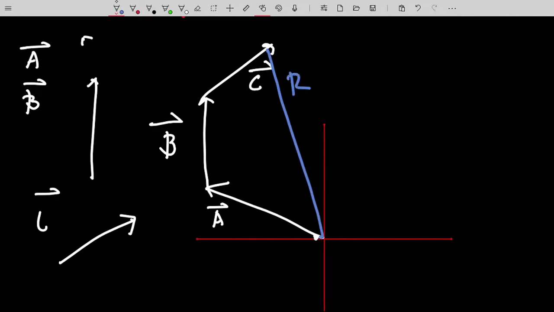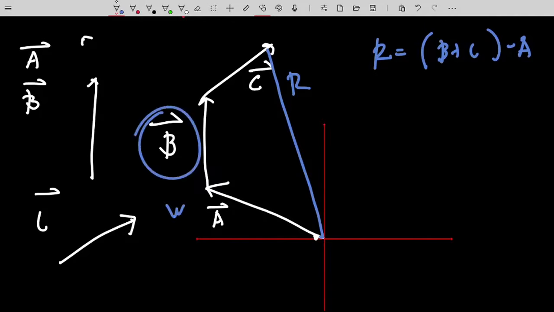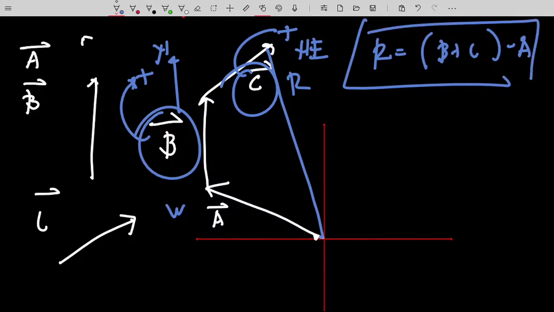Now we should know that the resultant vector is actually equal to B plus C minus A. Why? Because our first vector, A, is directed to the negative direction, which is northwest, or from the west alone. Your second vector is directed to the positive direction, which is north. Our third vector is also directed to the positive direction, which is northeast. So this will be our formula for this one.